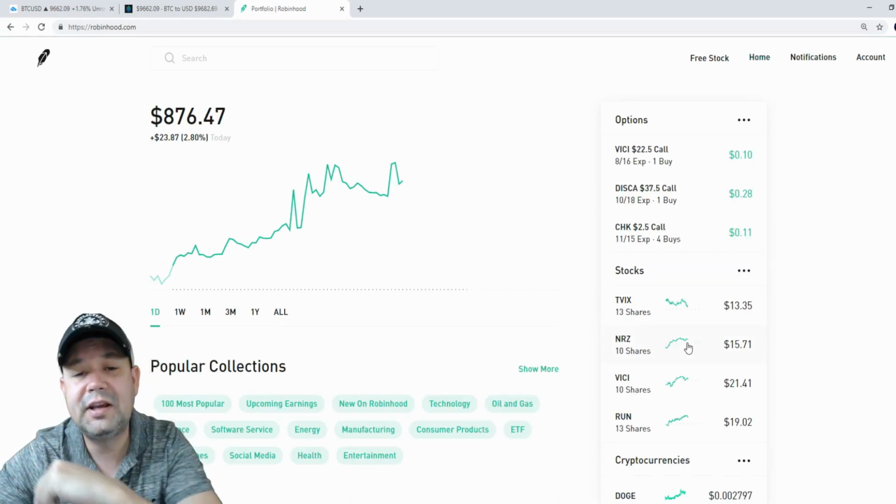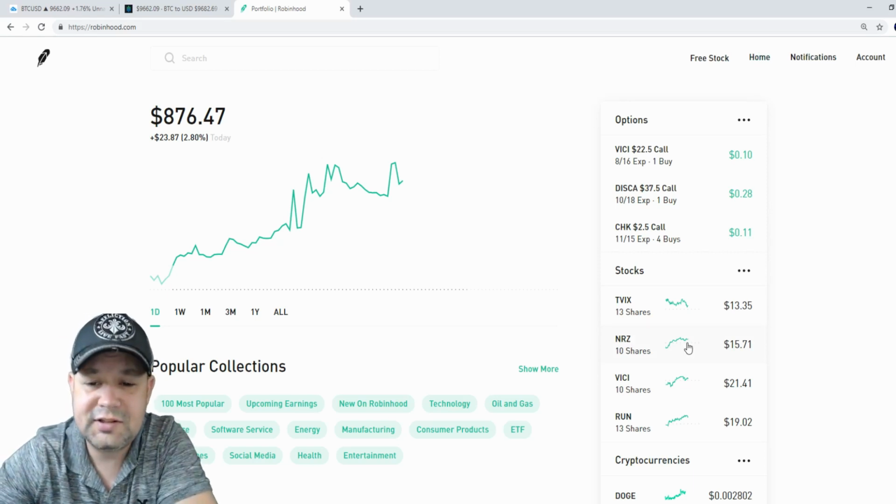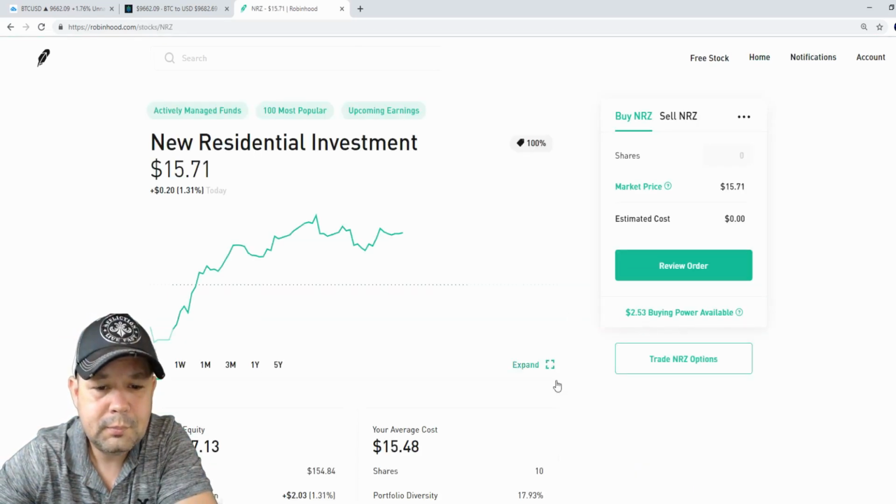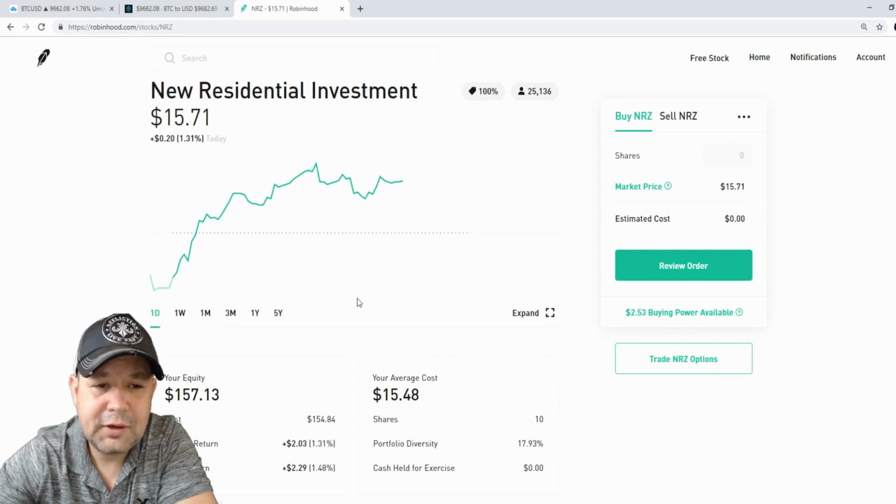The next position was NRZ. We got 2 shares of NRZ. Got an average cost of $15.48. Today it's sitting at $15.71. So we're up about 1.5%.